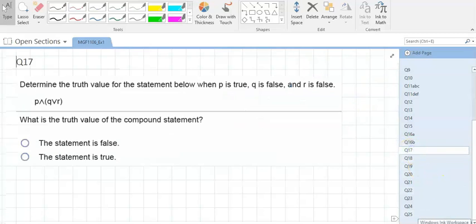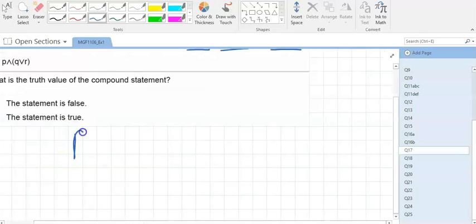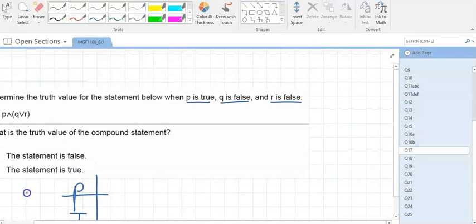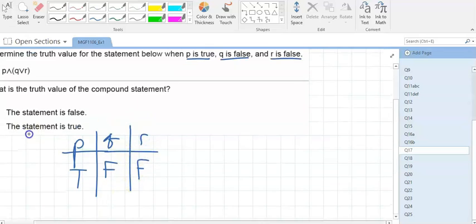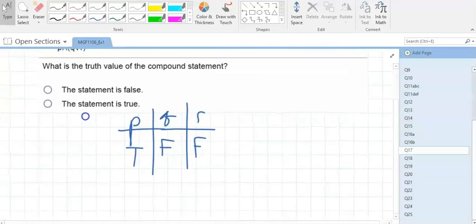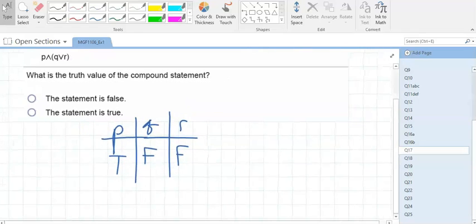Number 17. So again, you're going to run a truth table, but they make things easier for us because they tell us what P, Q, and R are. So we already know that P is true. We know that Q is false. And we know that R is also false. All we want to do is run the truth table for what we have up here that is given to us.